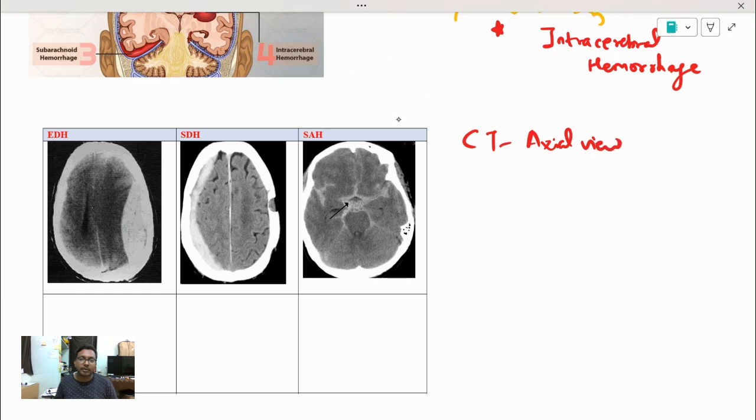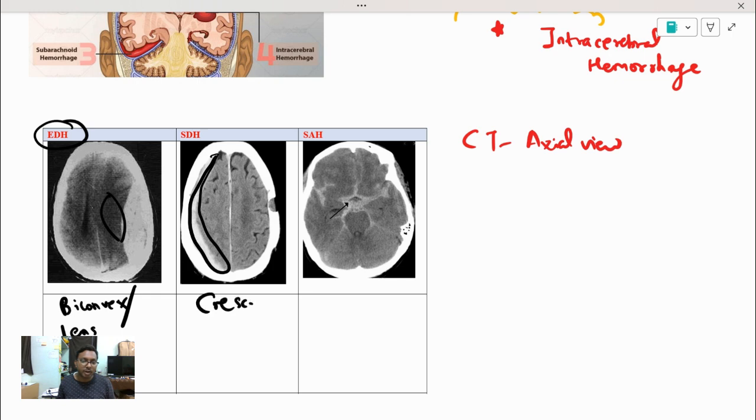So as you can see from here, mainly this is your biconvex shape. As you can see in the picture, this is something like a biconvex shape, which is also called lens shape. This is seen in your extradural hematoma. Now, as you can see, this is the course of the hyperdensity we see here. It is nothing but your crescent shaped, also called concavo convex shaped bleed. All right.